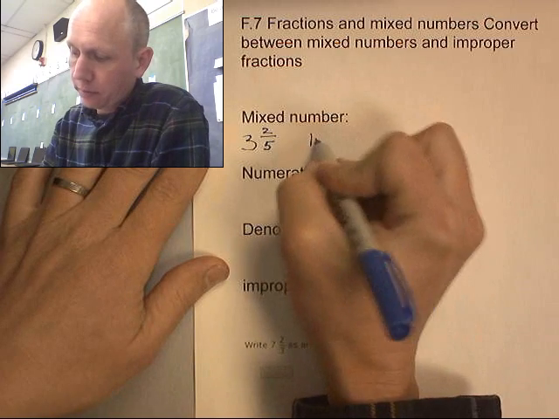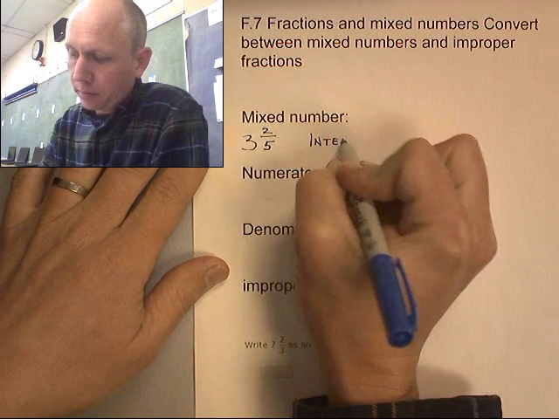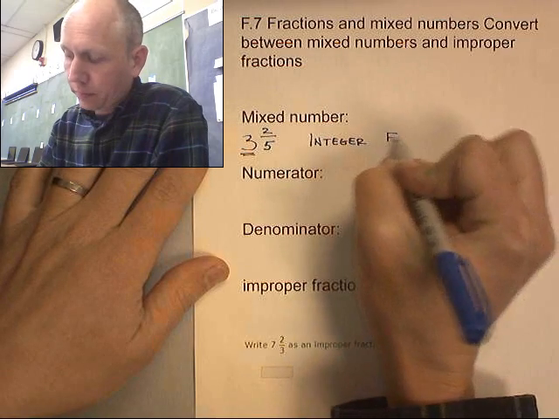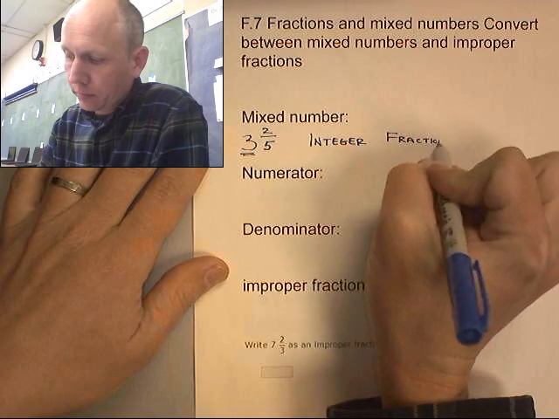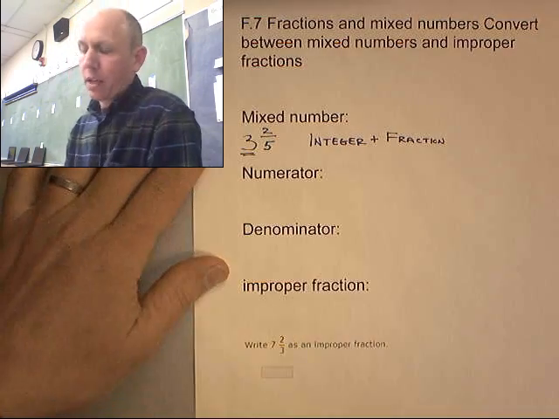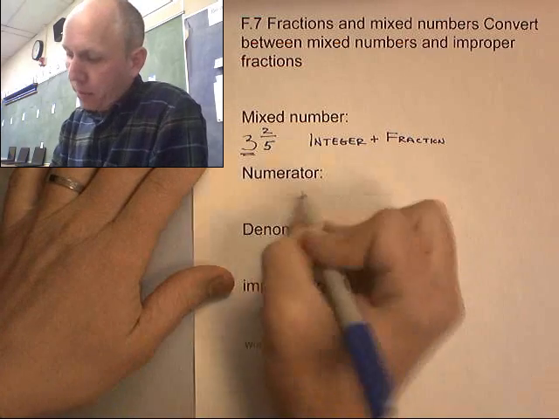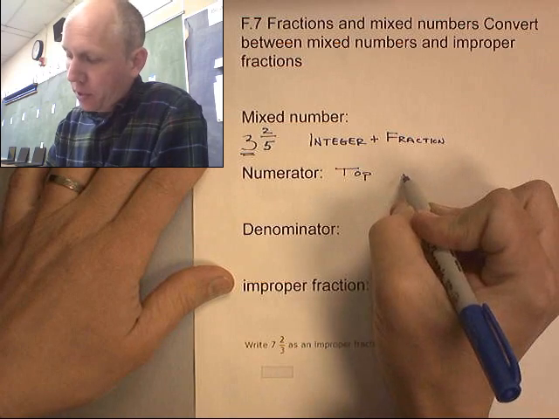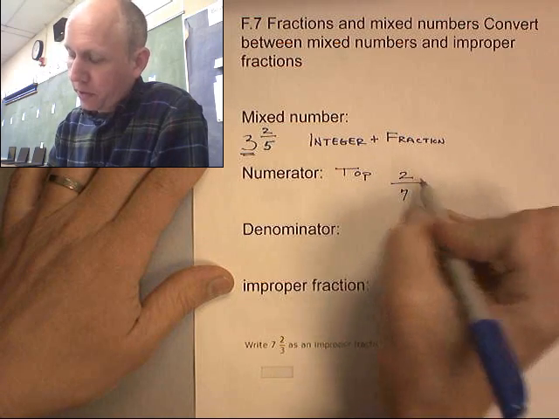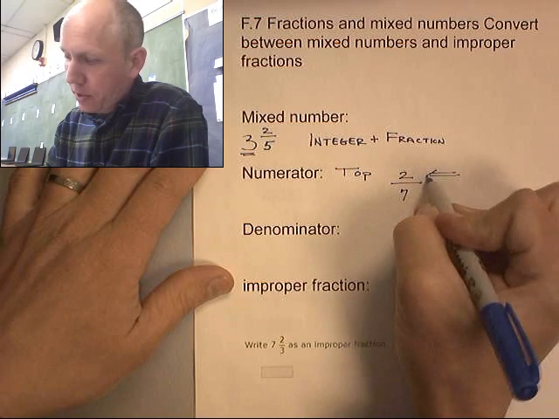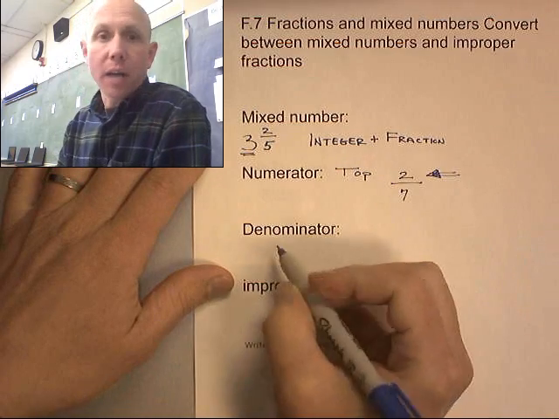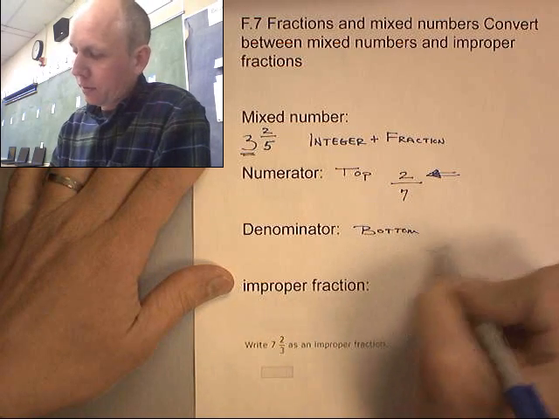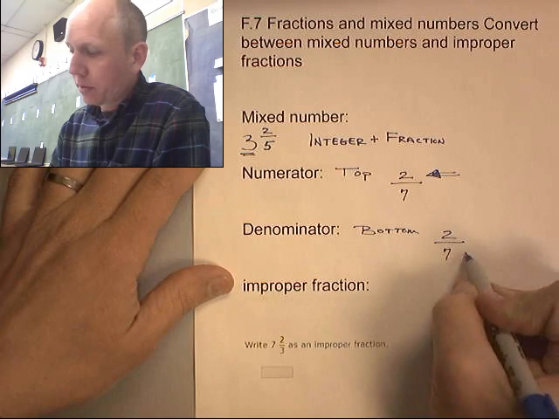So it's got an integer right there and a fraction. The numerator, well, that's the top part of a fraction. So if I have 2/7, it's this top piece, that's the numerator. And the denominator is the bottom part. So once again, 2/7.